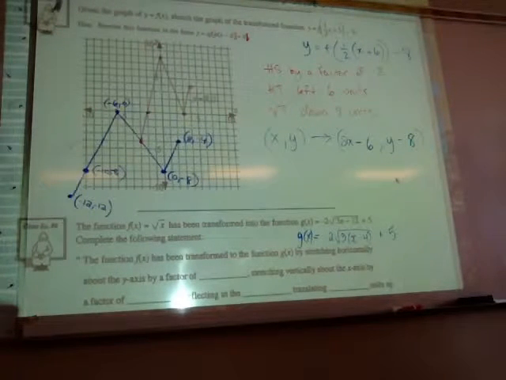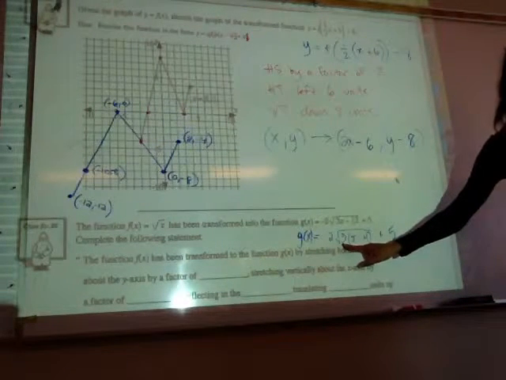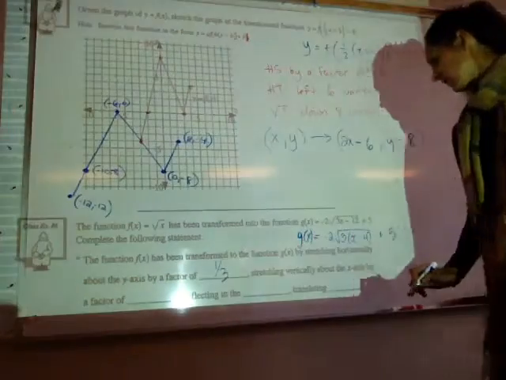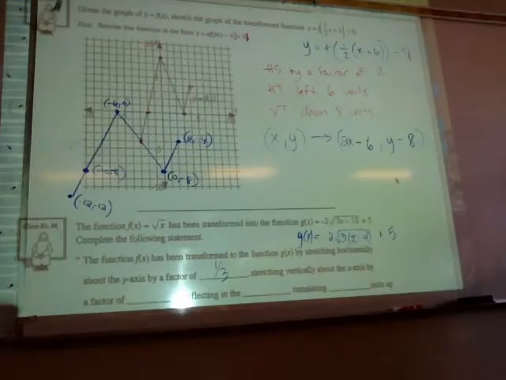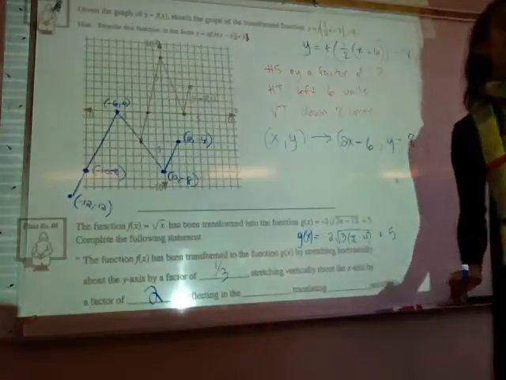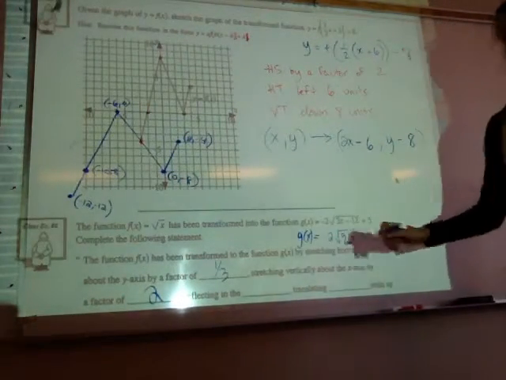After you do that, life's a little bit easier. Okay, what's your horizontal stretch factor about the y-axis? There's a 3 there, but what's the actual? 1/3. Good. Take the reciprocal. Okay, and then we're stretching vertically about the x-axis by what? 2. The negative tells us that we are reflecting. And we're going to be reflecting in the x-axis.